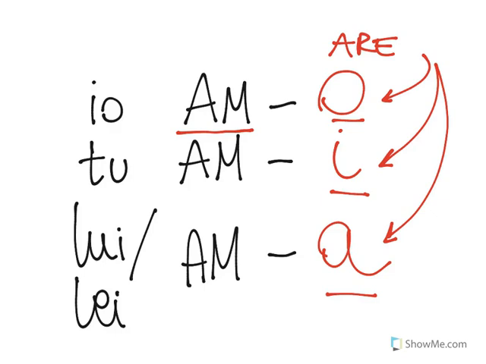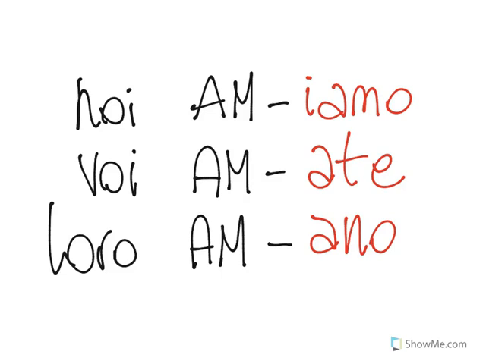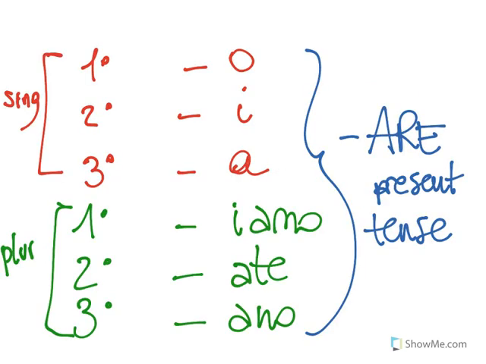And we go on with the following persons in the plural form. Thus we have noi amiamo, voi amate, loro amano. The endings -o, -i, -a, -iamo, -ate, -ano are the endings of the present tense for each of the verbs belonging to the -are group. So we will have io amo, but at the same time io gioco. We will have noi amiamo, but at the same time noi giochiamo.